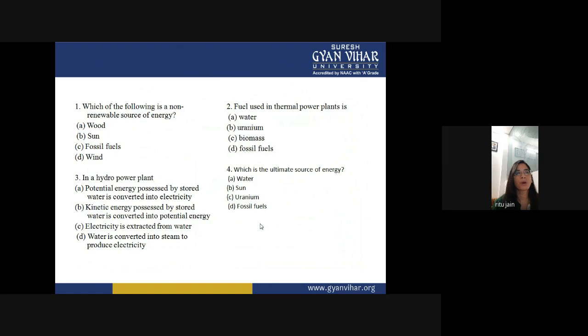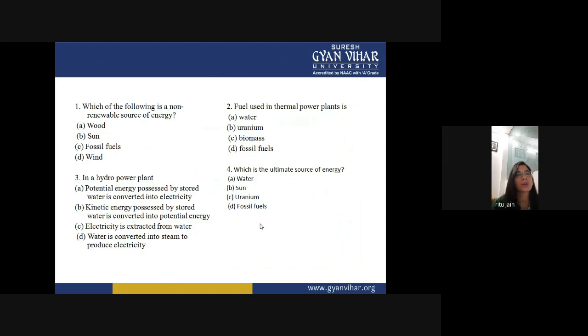Question number one: which of the following is a non-renewable source of energy? The non-renewable source of energy is fossil fuels. We have already discussed. Second question: the fuel used in a thermal power plant is fossil fuel in the form of coal. Third: in a hydropower plant, the potential energy possessed by stored water is converted into electrical energy. Kinetic energy possessed by stored water is converted into potential energy. Electricity is extracted from water. Water is converted into steam to produce electricity. No, potential energy possessed by stored water is converted into electricity.